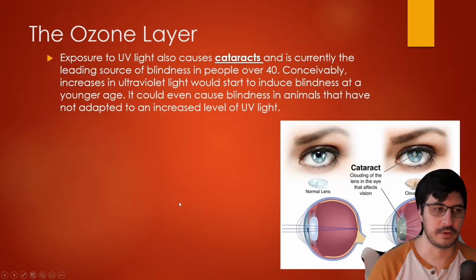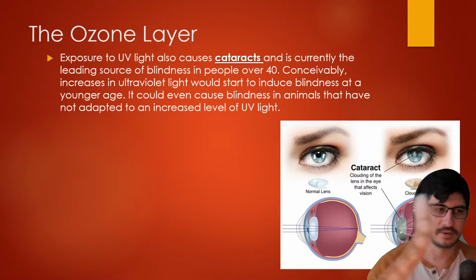So to recap with that, exposure to UV light also causes cataracts and is currently the leading source of blindness in people over 40. Conceivably, increases in ultraviolet light would start to induce blindness at a younger age, and could even cause blindness in animals that have not adapted to an increased level of UV light.